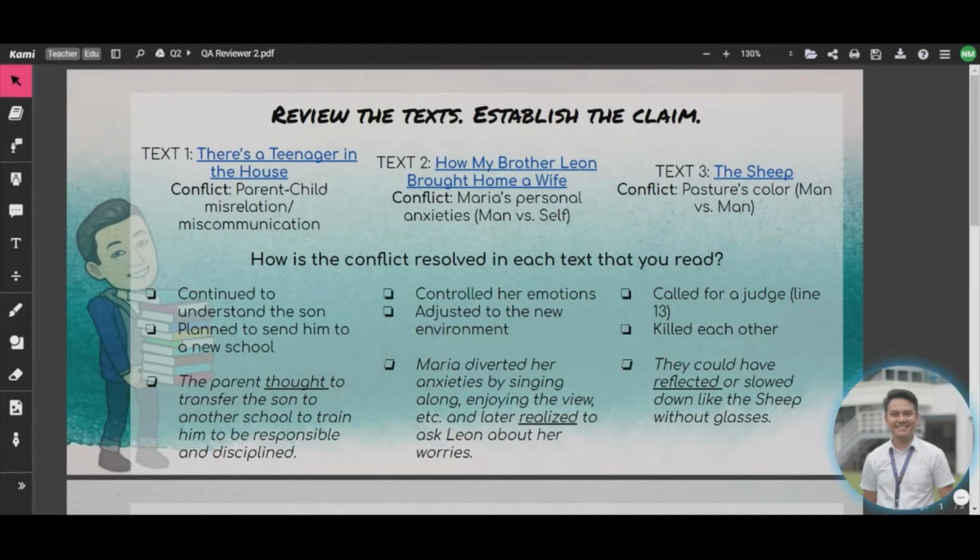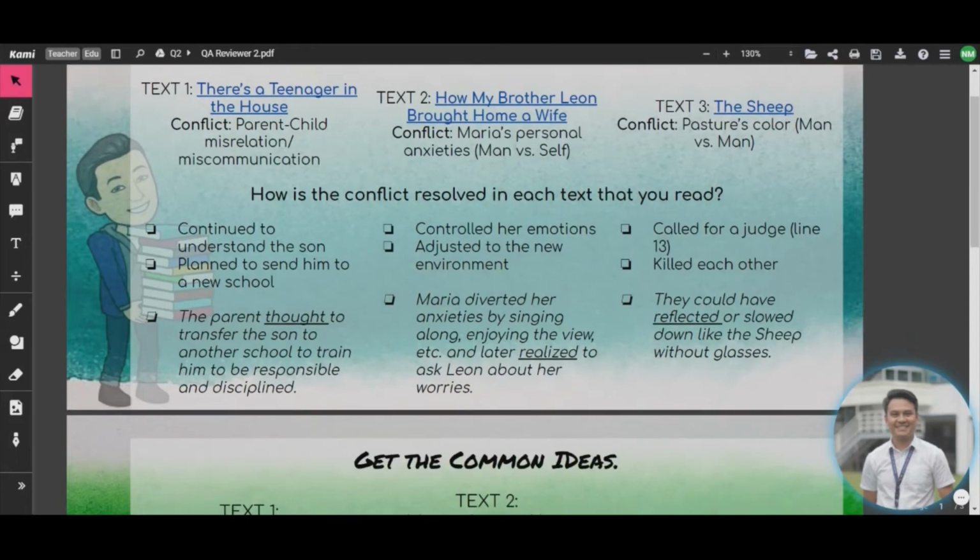But later in the story, the sheep without the sunglasses was able to reconcile and find out the true color of the pasture, given that he didn't let the sunglasses block his sight in order for him to realize the correct and true color of the pasture, which the other sheep didn't realize to begin with. So let's try to form now how the conflict in each text is resolved.